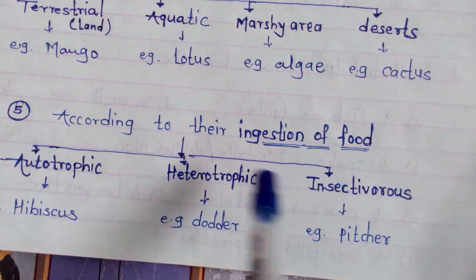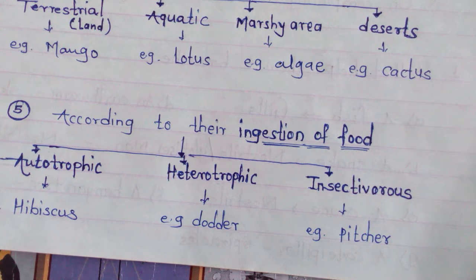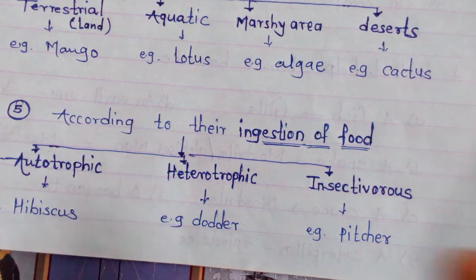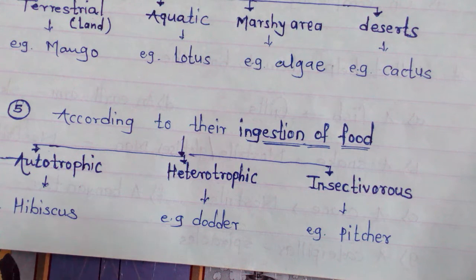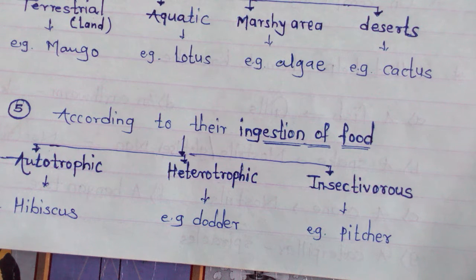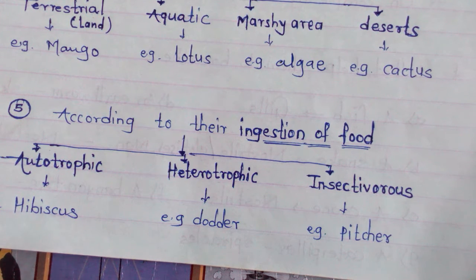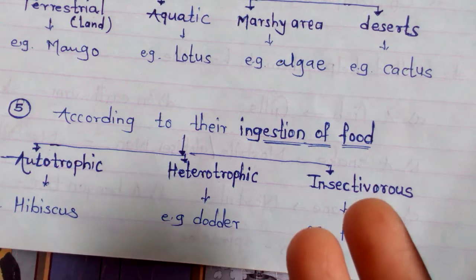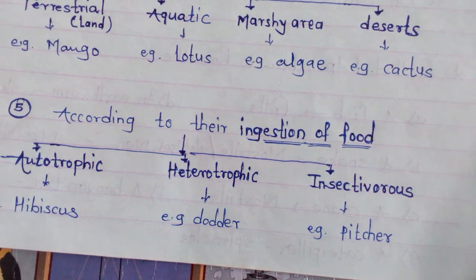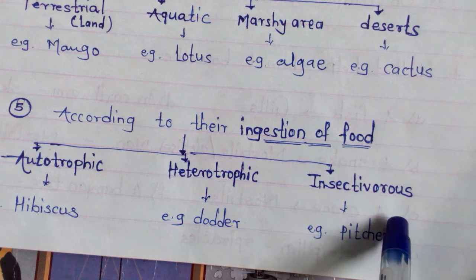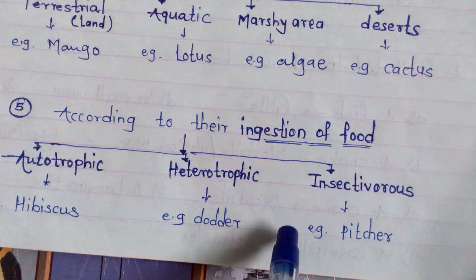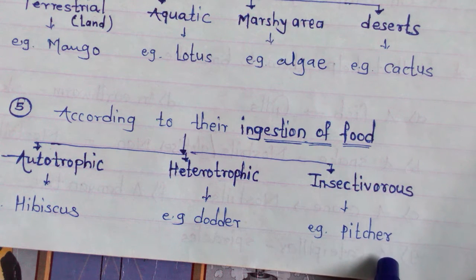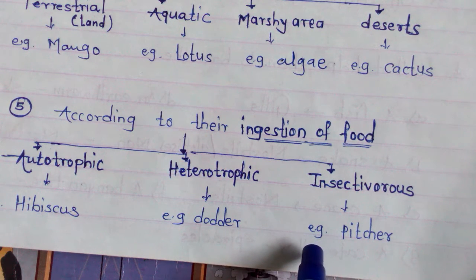Then insectivorous plant. See, insectivorous plant means what? Plants that eat insects as food. Some plants eat insects as food. That's why they are said to be insectivorous plants. Example, the pitcher plant.